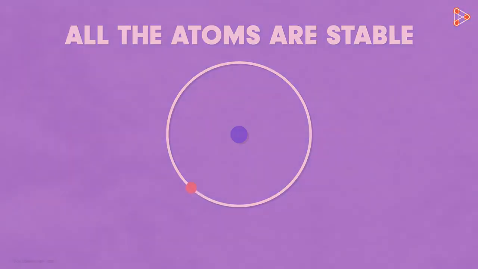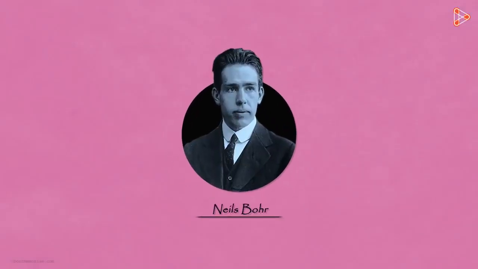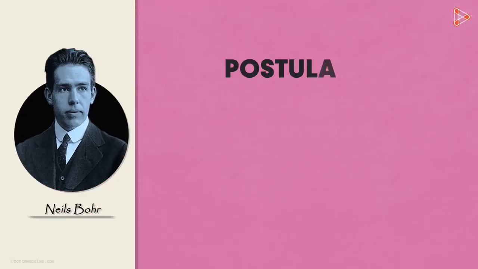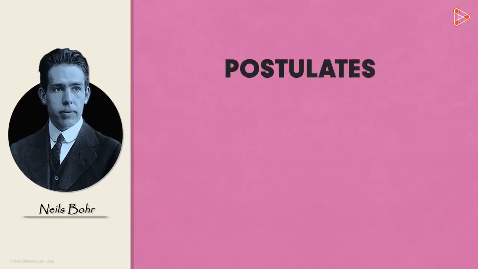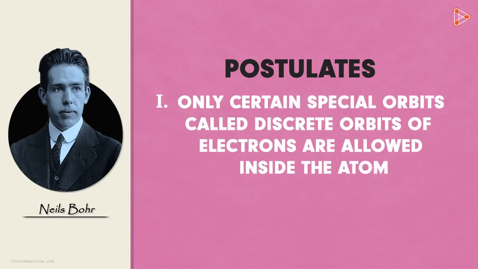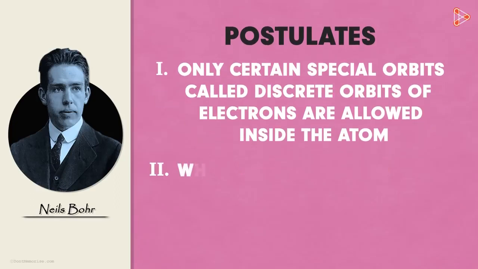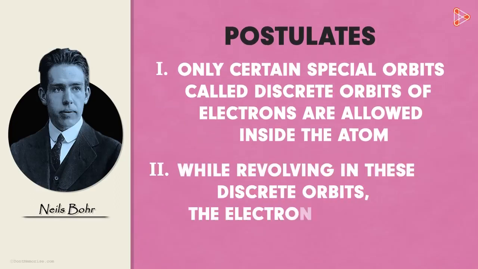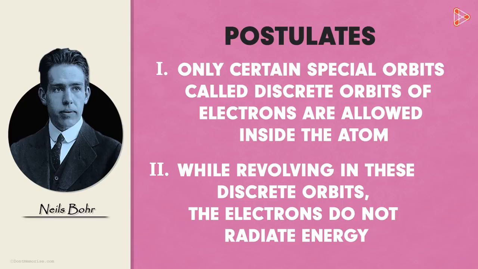These were made by the next legendary scientist in our list called Niels Bohr. He made a few additional explanations to describe the atomic structure. The postulates put forward by Niels Bohr were as follows. Firstly, only certain special orbits called discrete orbits of electrons are allowed inside the atom. Secondly, while revolving in these discrete orbits, the electrons do not radiate energy. Now, these points definitely tell us why an atom is so stable.